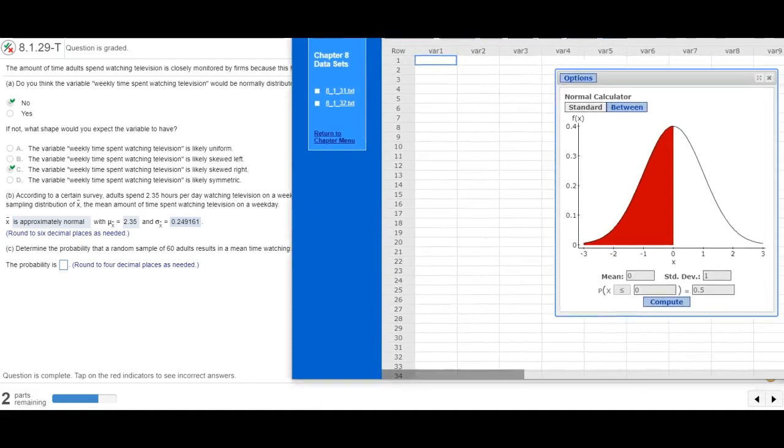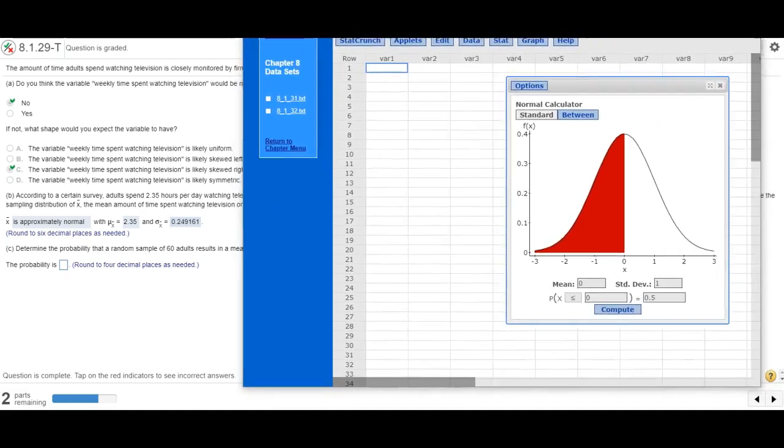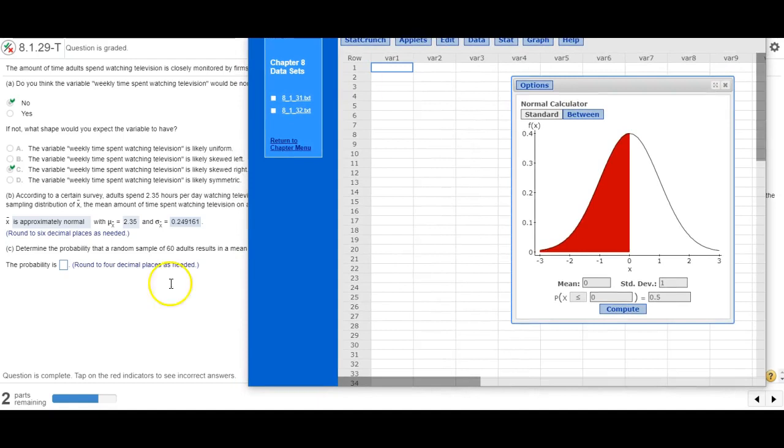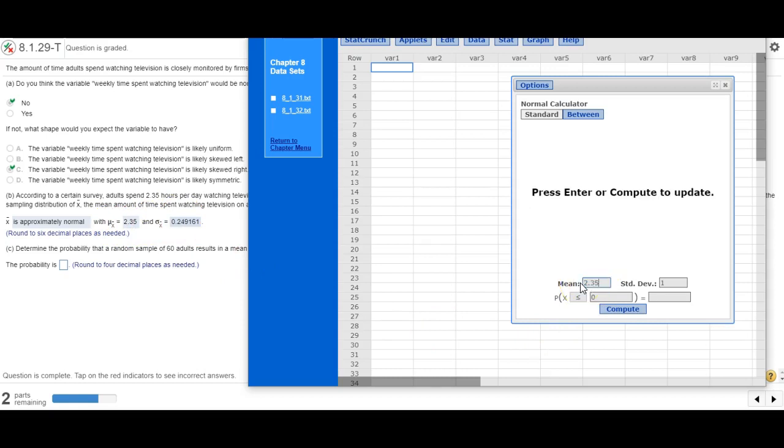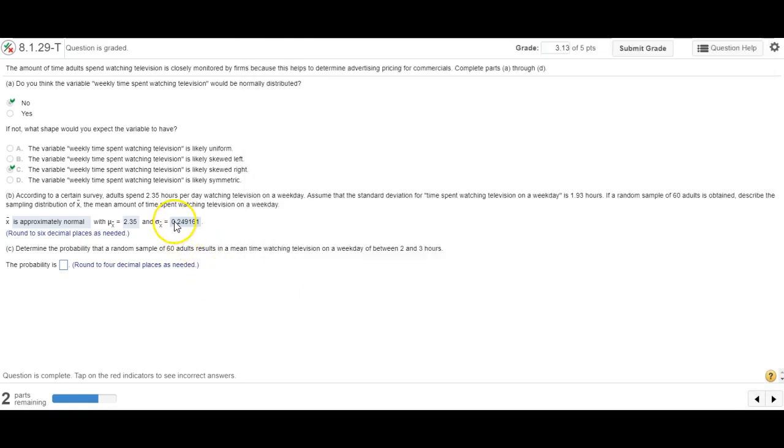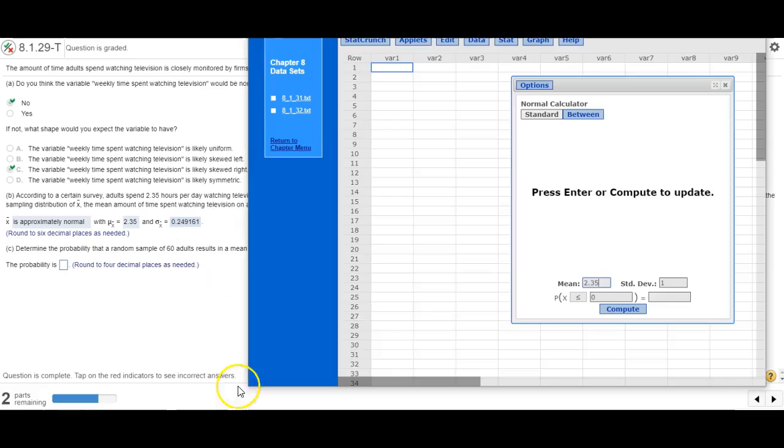Okay, so the reason we know we're using a normal calculator is, again, from part B. It's approximately normal, and we have the following mean and standard deviation, so we can enter that in. 2.35, and I think it'll let me copy and paste this now. I'll just enter it: 0.249161.